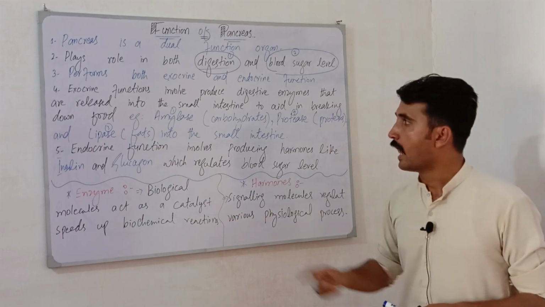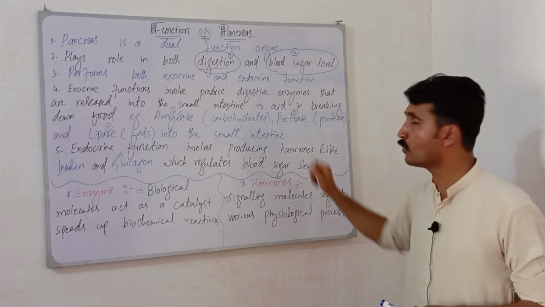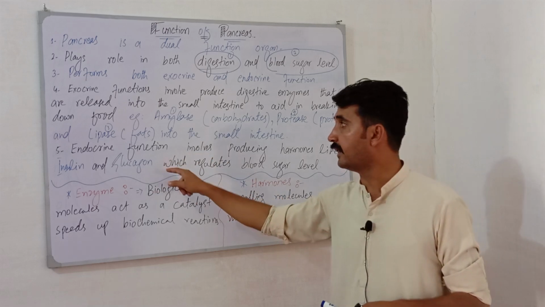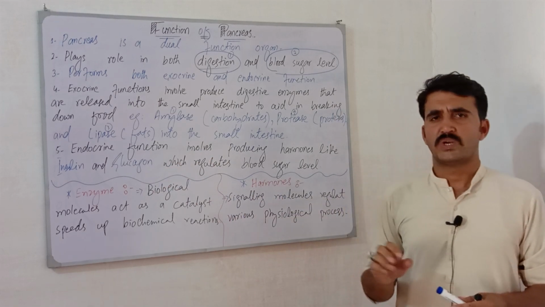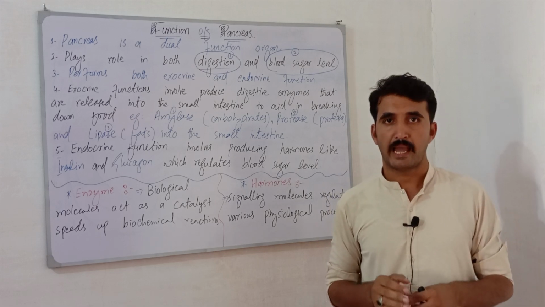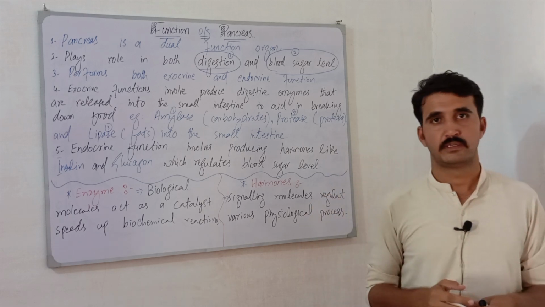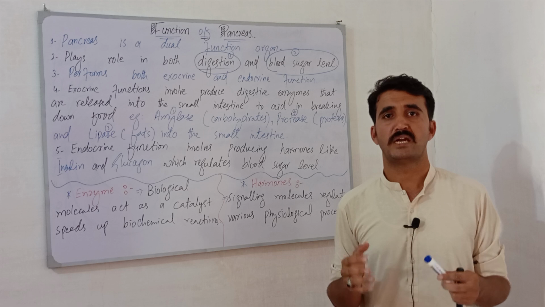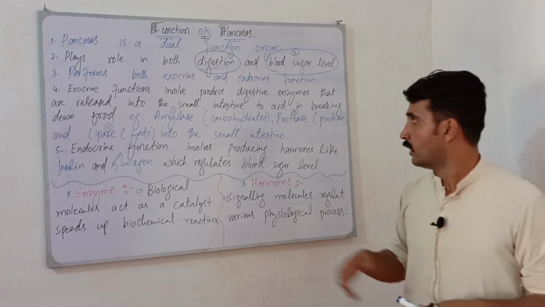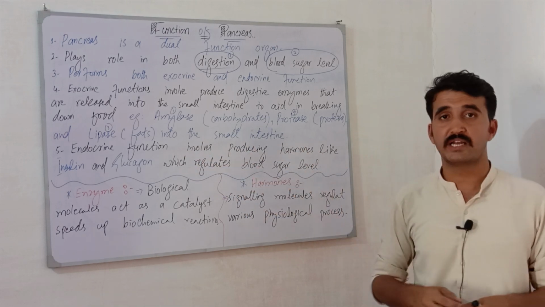Fifth one is endocrine function. Endocrine function involves producing hormones. It releases hormones like insulin and glucagon. What is the difference between insulin and glucagon? Insulin helps the blood sugar level to calm down, and glucagon is used when our blood sugar level is low, and it helps to increase it a bit. So endocrine function involves producing hormones like insulin and glucagon, which regulate blood sugar level.